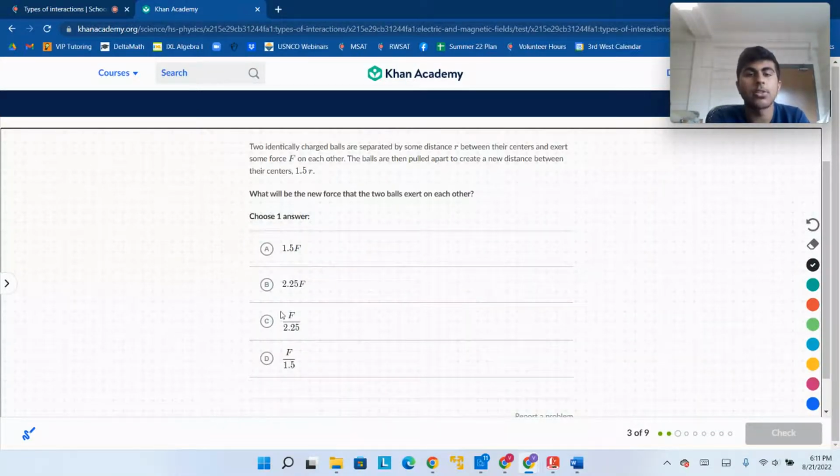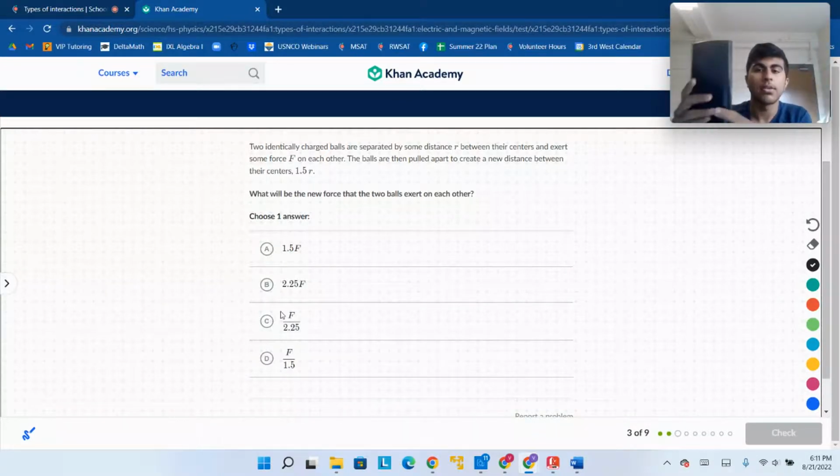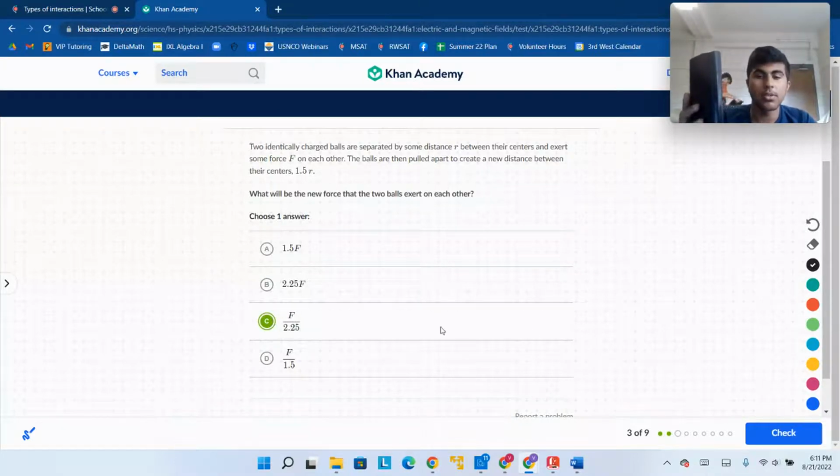Two identically charged balls are separated by some distance r between their centers and exert some force F on each other. The balls are then pulled apart to create a new distance between their centers of 1.5 r. What will the new force that the two balls exert on each other be? Remember that we have the inverse square rule. As you increase the distance, you're going to decrease the force by dividing it by whatever the distance is squared. So we have 1.5 squared, which is 2.25. So you're going to divide the force by 2.25. So F over 2.25 is going to be that answer. So we can keep going to the next question.